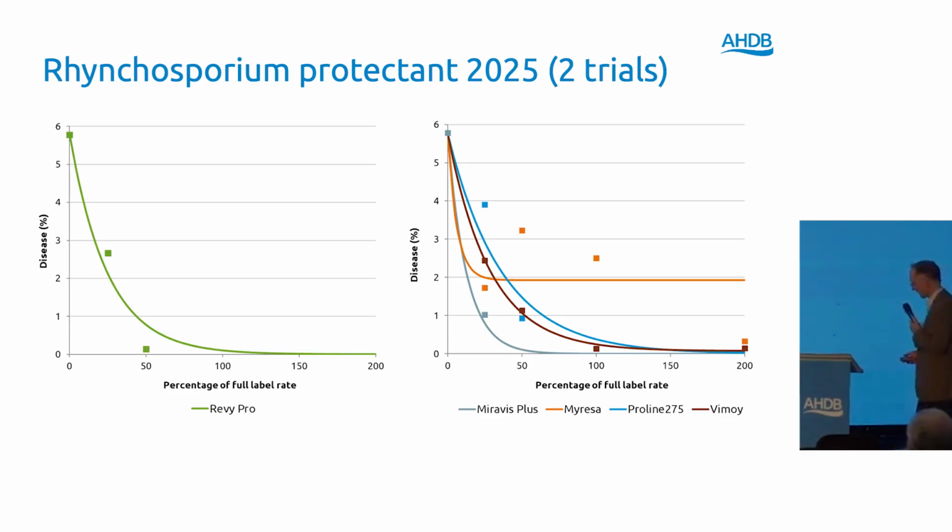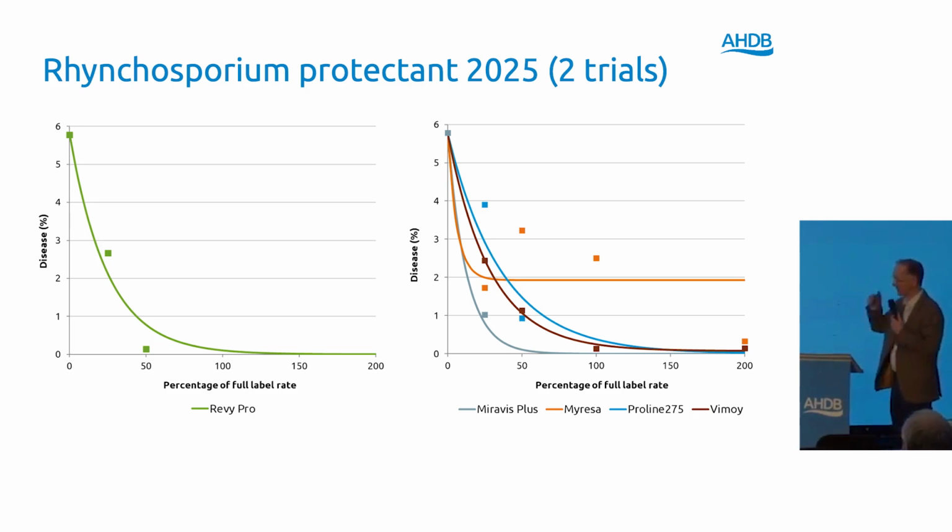Looking at rhynchosporium, I actually think it is one of the easier pathogens to control at the moment. Proline continues to work really well on it. It's been around for a long time, but it's still very active on rhynchosporium and a very easy way of controlling it. There are other things that also have good activity, and clearly the SDHIs, Miravis and Vimoy, very, very active, and actually probably providing us a little bit more activity than we see from Proline. Myrisa, yeah, not quite as active on Rhyncho as Proline in a protectant situation.